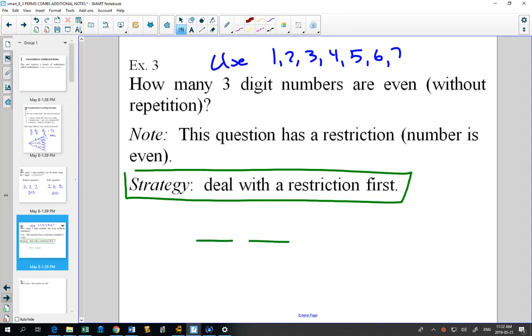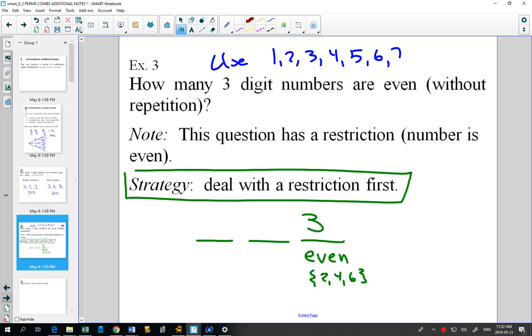So we have our 3 spaces. The restriction is on our last digit. It has to be even. And if we deal with the restriction first, how many choices would we have there? Well, our even numbers are 2, 4, and 6, right? So it would have to end with one of those numbers. We only have 3 choices to put there.